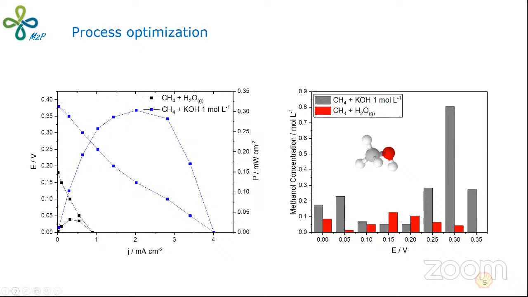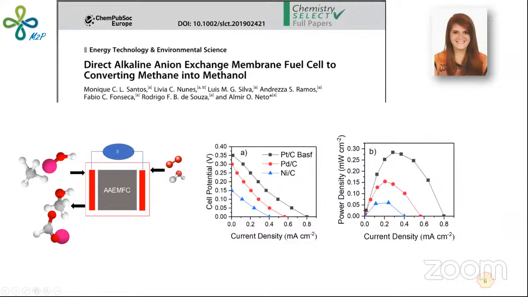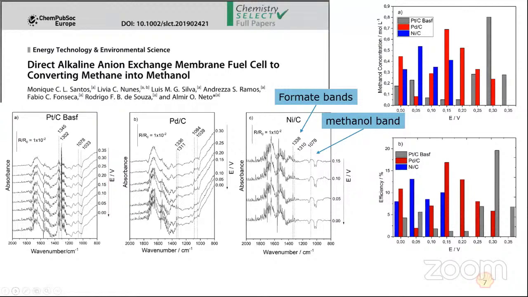And to check this theory, to check which method would be most efficient for methanol generation, doctoral student Monique Santos tested three of the most commonly used metals for oxidation in the fuel cell anode: platinum, palladium, and nickel. We verified that platinum generates more power. However, on average palladium was more efficient. The generated products were identified, and palladium worked at many potentials for methanol generation.